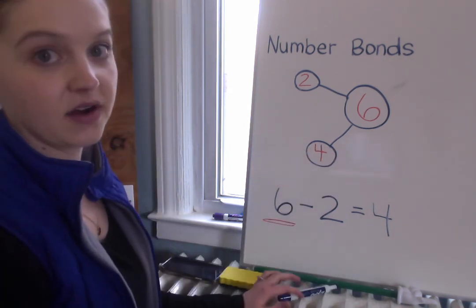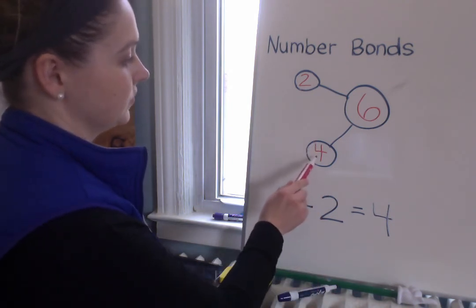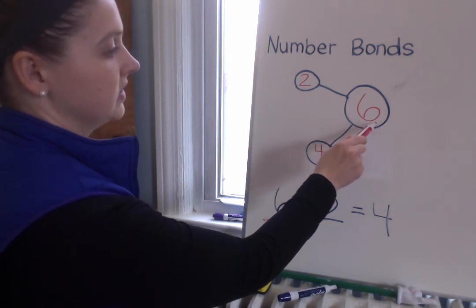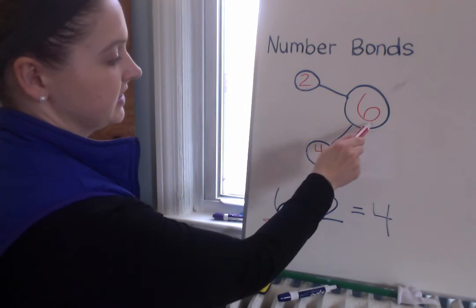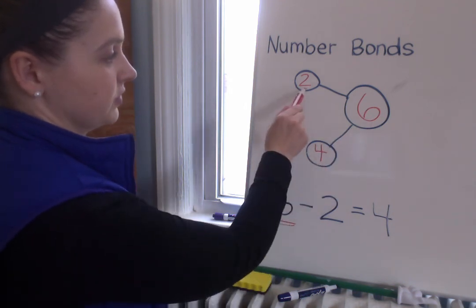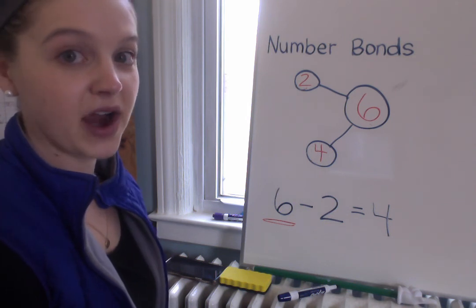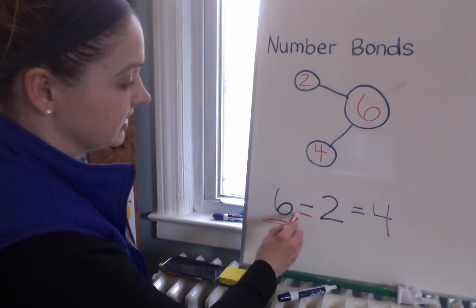Let's see if our math problems work for this number bond. I can do 4 plus 2 equals 6. 6 minus 2 equals 4. And 6 minus 4 equals 2. So number bonds really work for both adding and subtracting. We just fill them in a little bit of a different way, depending on if we see a subtraction sign or an addition sign.